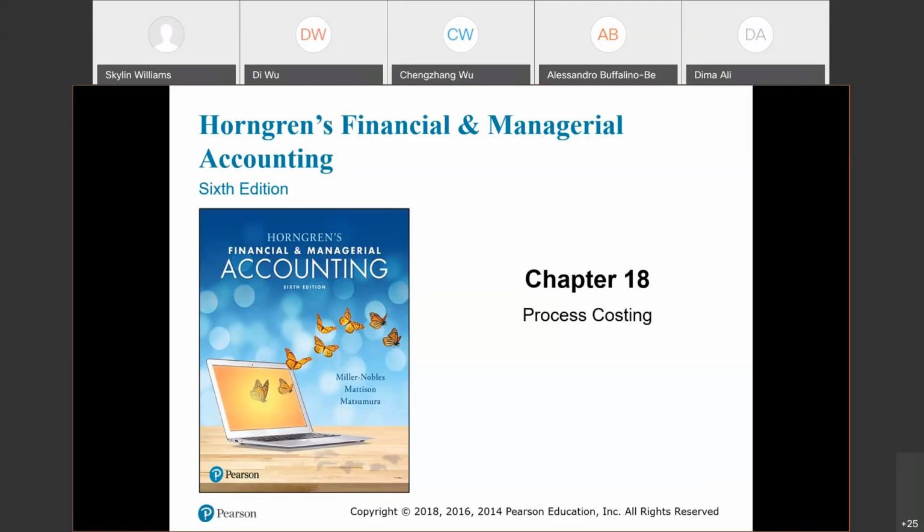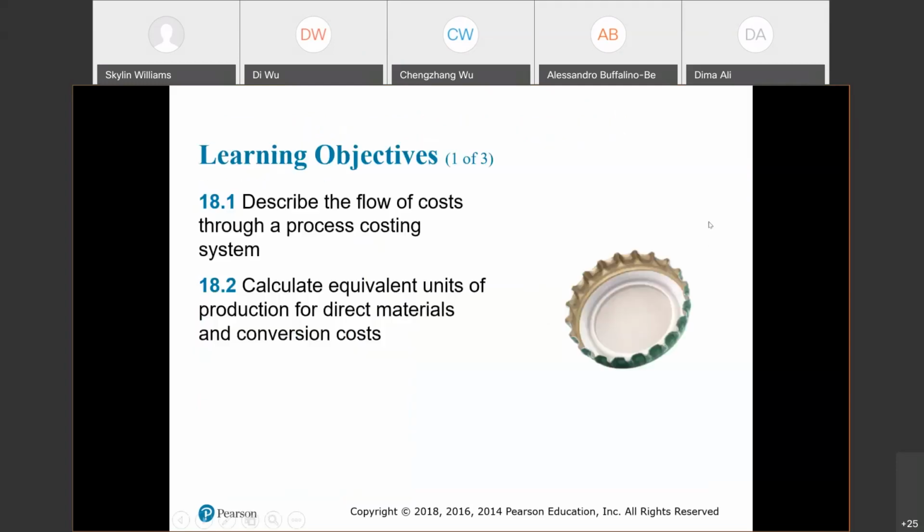Here are the learning objectives. First of all, we need to describe the flow of cost through a process costing system. And secondly, which is the most important concept in this chapter, we need to know what equivalent units of production, or EUPs, are for direct materials and conversion cost.